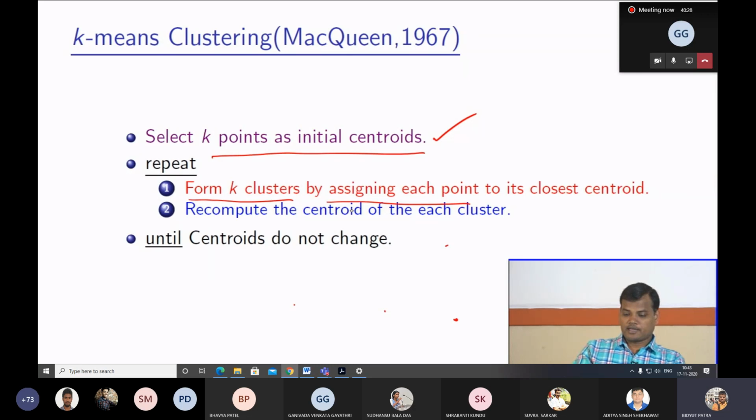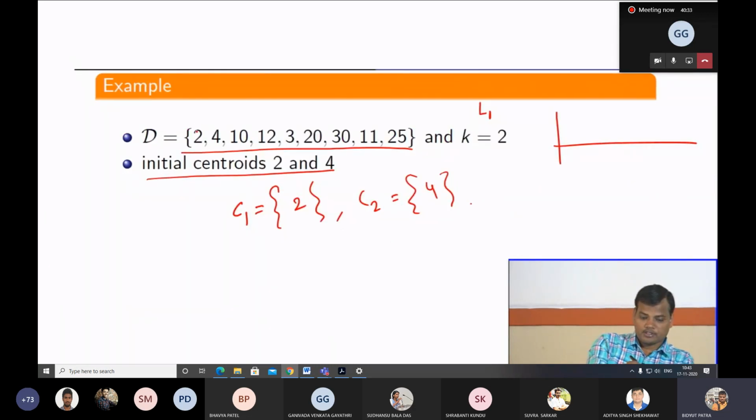Form K clusters by assigning each point to its closest centroid. Now you take this point and compute the distance from 2 to the first centroid and the second centroid. The distance from 2 to 2 is 0, and 2 to 4 is obviously greater than 0. So point 2 will be assigned to cluster C1. Then C1 has 2 and its centroid is 2, and C2 has centroid 4.